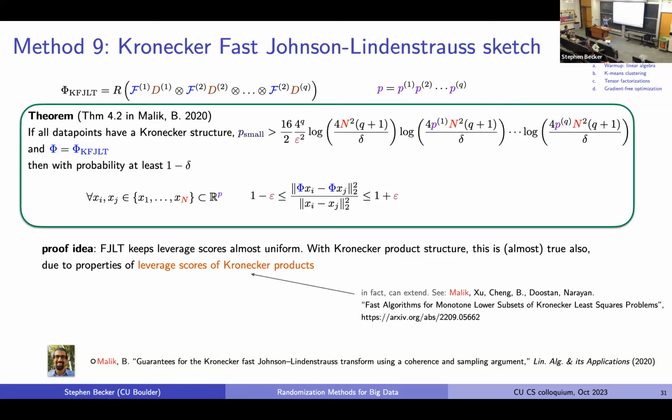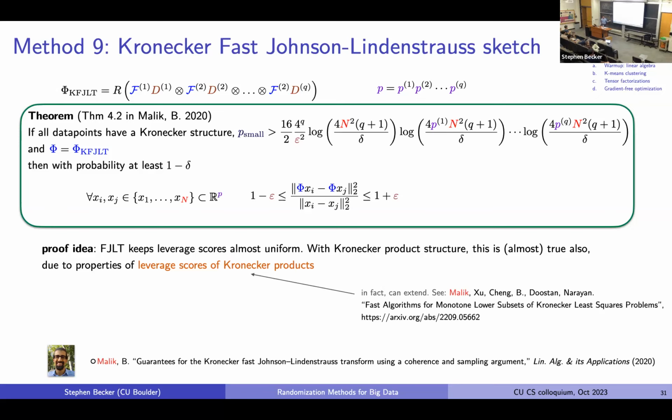It does have little things like if I did this where Q is very, very large, then we do have a bad dependence there. But if you're just talking about, say, a four-way tensor, Q is four. So think of it almost like a constant, so we don't scale too badly. Okay, so how do we prove this?